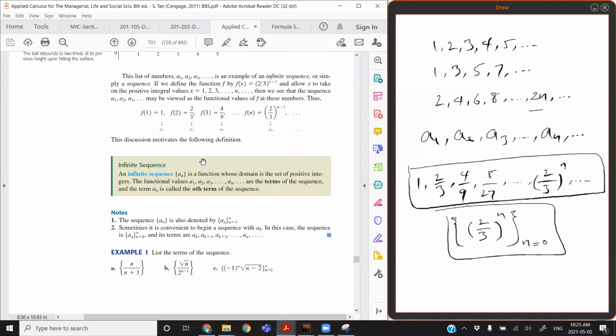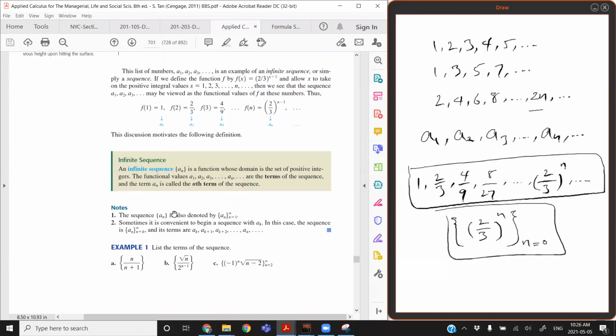So here, let's take a look at the definition of the infinite sequence. An infinite sequence, {a_n} in curly brackets, is a function whose domain is the set of positive integers. So what you plug in for n could be integers. So 0, we can also plug in 0 like the example I showed you, 1, 2, 3, 4. And what comes out of this function are the terms of the sequence. The function values a_1, a_2, a_3 all the way, these are called the terms of the sequence. And the term a_n, or the nth term, that is called the general term of the sequence.